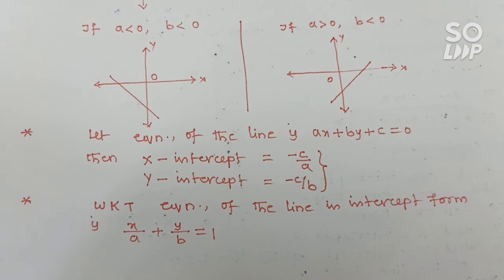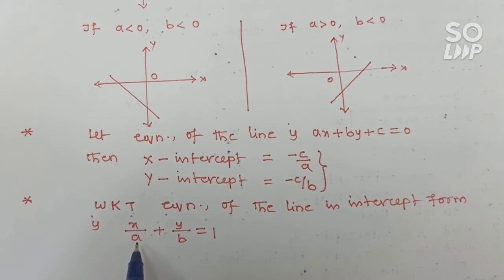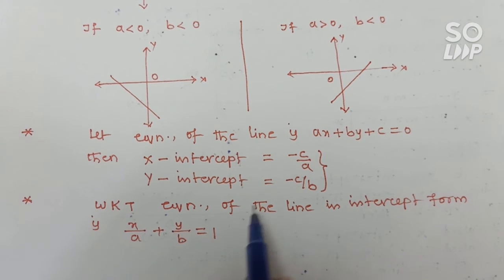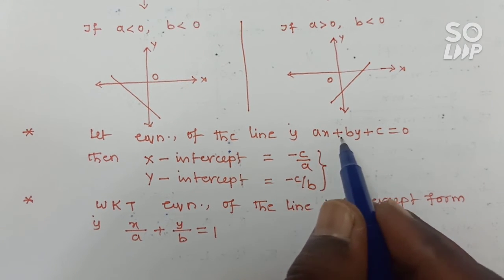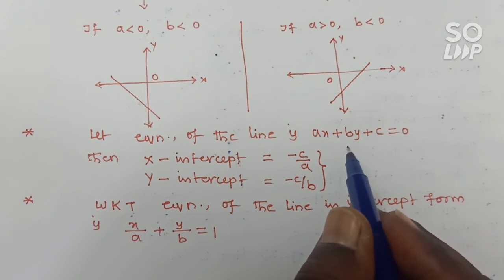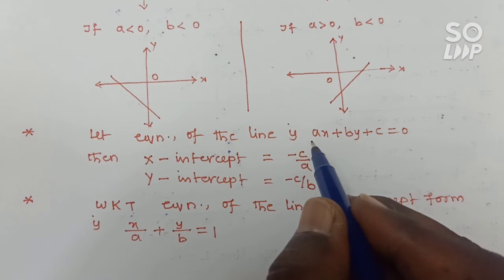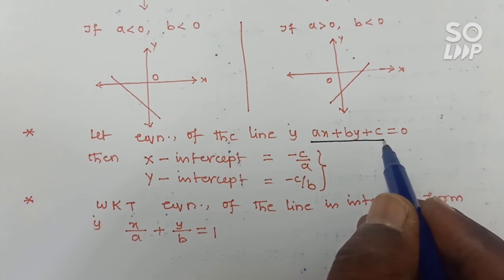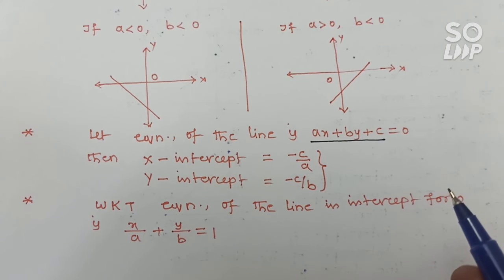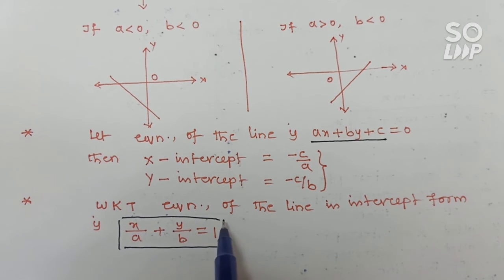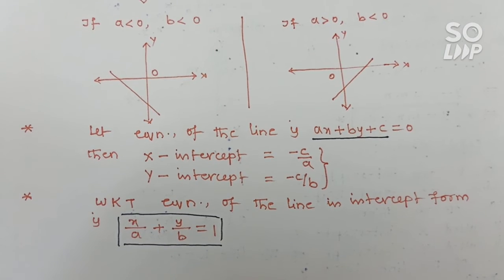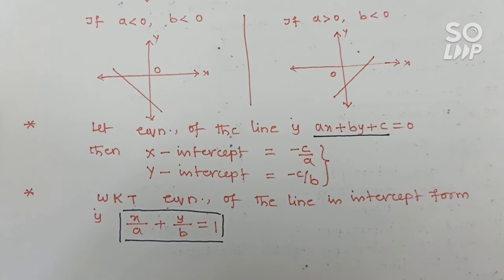All of you listen. In this case, a and b represent the x-intercept and y-intercept. But in the above formula, a represents the x coefficient and b represents the y coefficient. If the given equation is in that form, a and b represent the coefficients. If the given equation is in this form, a and b represent the intercepts of the line.